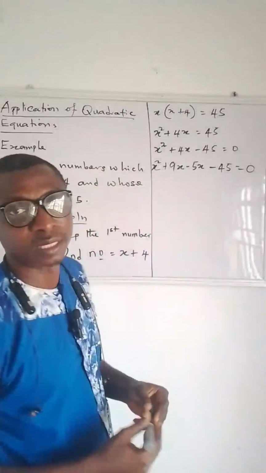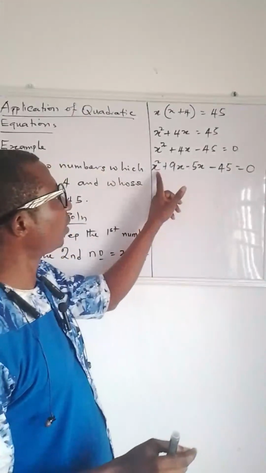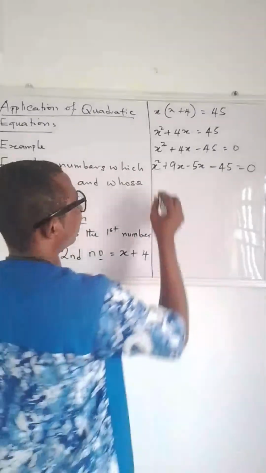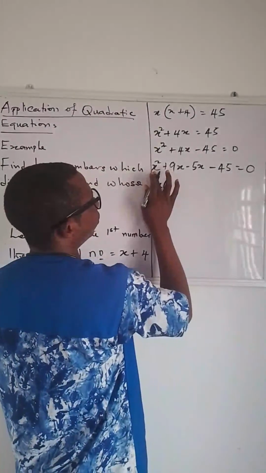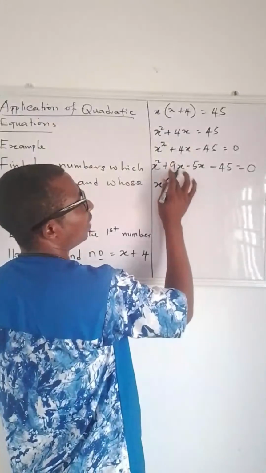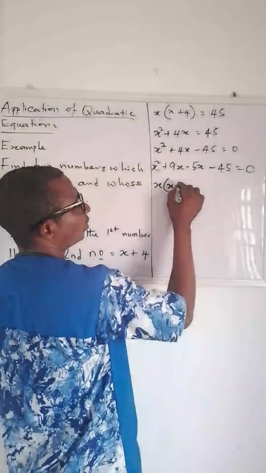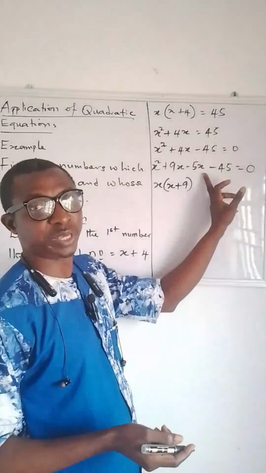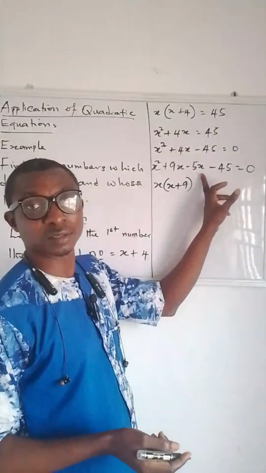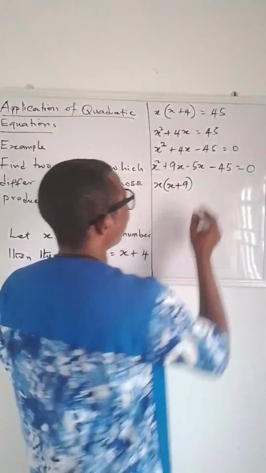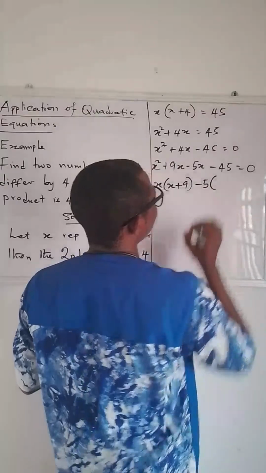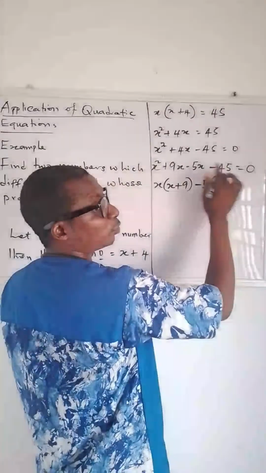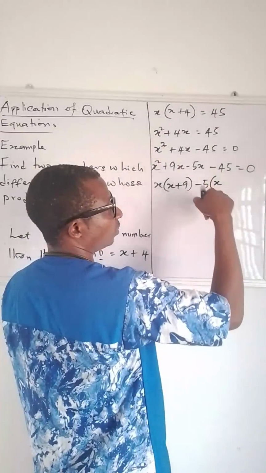Now what is the next thing? You look for the common factor. What is common to these two terms? x is common, so you factor out x. You divide this by x, you have x. Divide 9x by x, you are left with plus 9. Now look at the next pair. What is the common factor? That is minus 5. When you divide this by minus 5, you have x. Divide this by minus 5, you'll have plus, because minus divided by minus is plus.